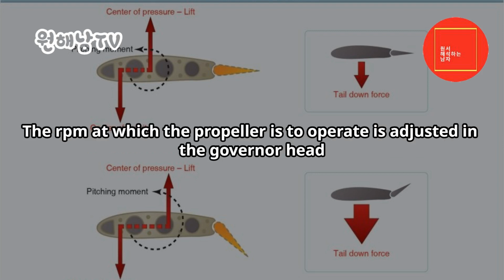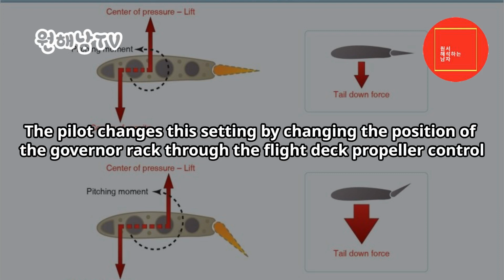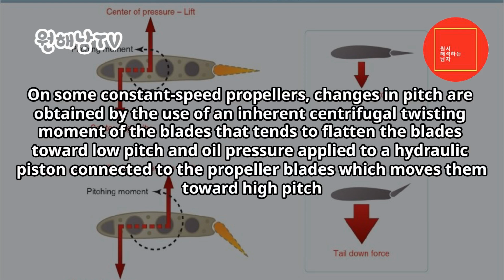The RPM at which the propeller is to operate is adjusted in the governor head. The pilot changes this setting by changing the position of the governor rack through the flight deck propeller control. On some constant speed propellers, changes in pitch are obtained by the use of an inherent centrifugal twisting moment of the blades that tends to flatten the blades toward low pitch, and oil pressure applied to a hydraulic piston connected to the propeller blades which moves them toward high pitch.